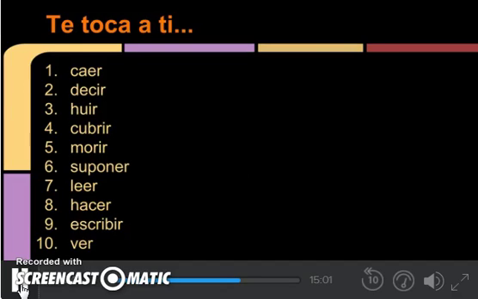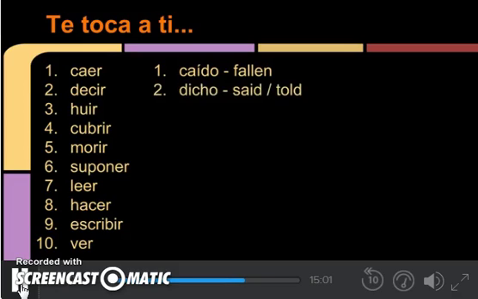Okay, so another opportunity for you to practice some of these verbs. All right, watch out for number 3. Remember that it doesn't accent. All right, pause the video. Make sure that you put the English as well. So number 1 is caído, fallen. I got it right there. Number 2, dicho, said or told. Huir, huido, fled.